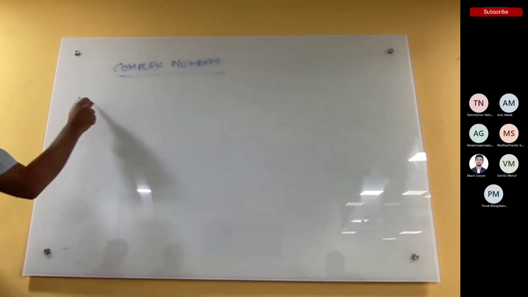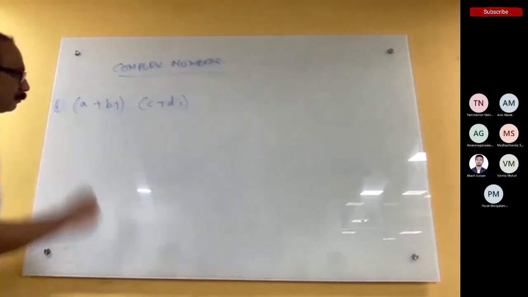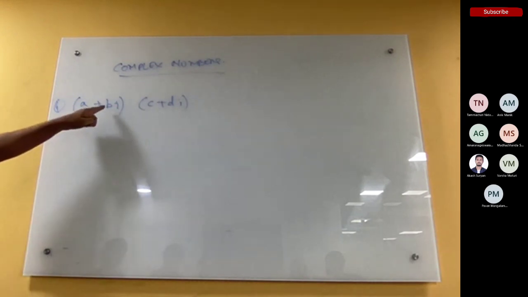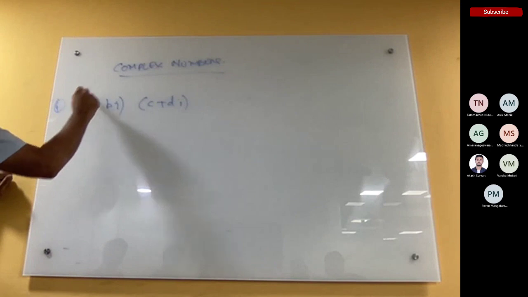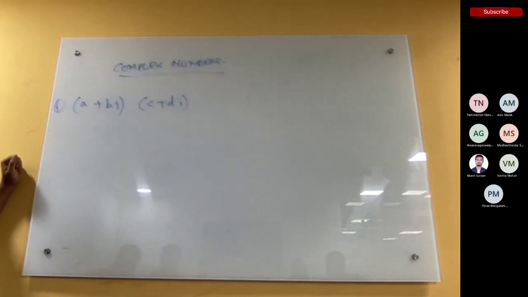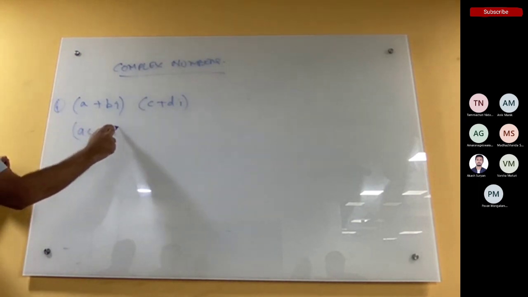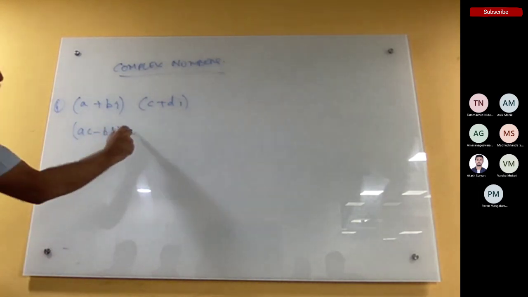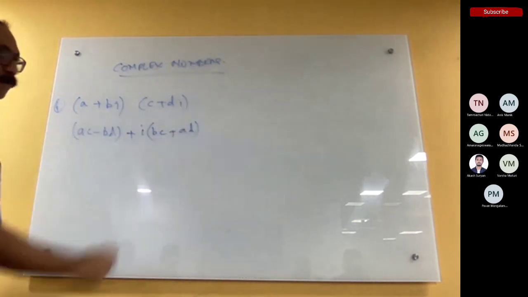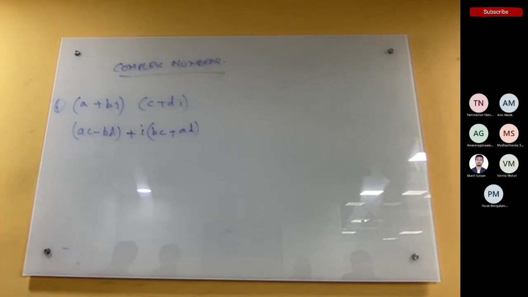Okay. So if you have a plus bi and c plus di, two complex numbers, and I'm trying to multiply them, this becomes what? The multiplication is simple: ac, adi, bci, bdi squared. bdi squared is minus bd, right? So it becomes ac minus bd. The rest of the terms will have the imaginary unit i: i(bc plus ad). So this is the multiplication of two complex numbers. Again, it simply follows this.